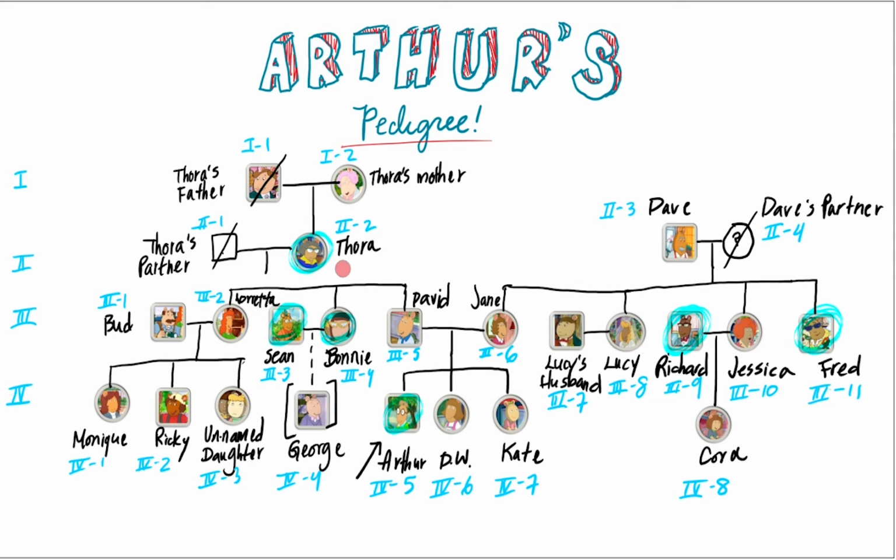Let's go through and assign genotypes. We can automatically assign a homozygous recessive genotype for every family member with glasses. This includes Grandma Thora, Bonnie, and Sean, Richard, Fred, and Arthur. Everyone else has at least one copy of the dominant allele. Because Grandma Thora has glasses, we know that both of her parents were carriers of the recessive allele. This is the same for Arthur's parents.